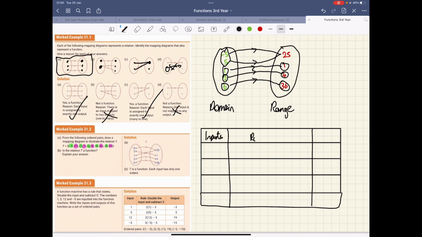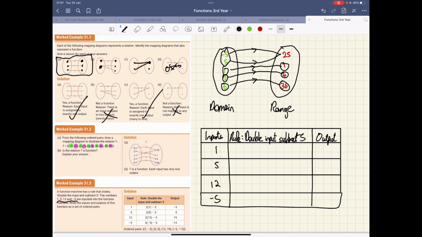Our rule, well, the way they've done it actually is kind of cool. So you say rule, and then you describe what it says. So double the input and subtract 5. All right, and output is these guys here. So let's do that. Our inputs are 1, 5, 12, and minus 5, right? So that was given to me there, 1, 5, 12, and minus 5.